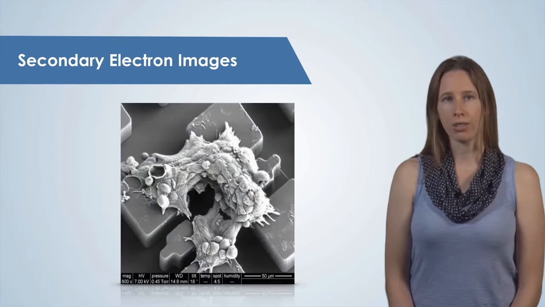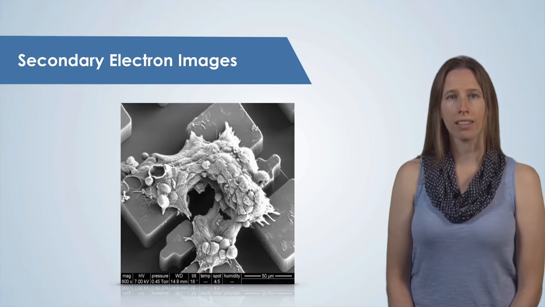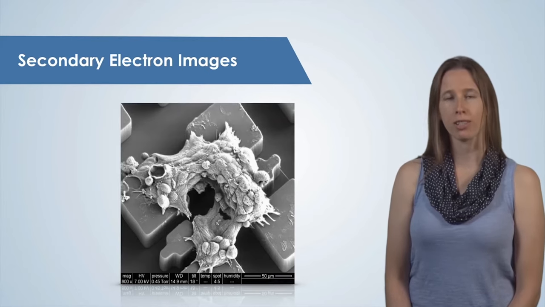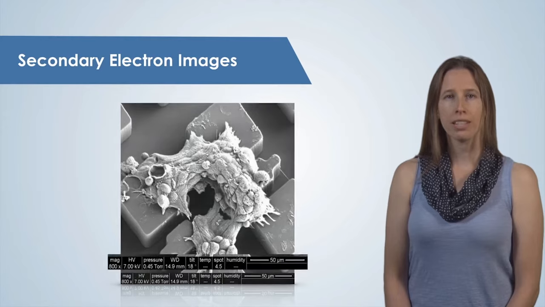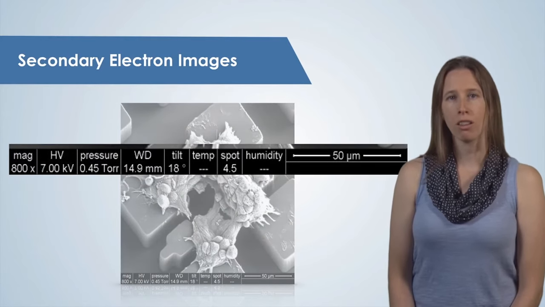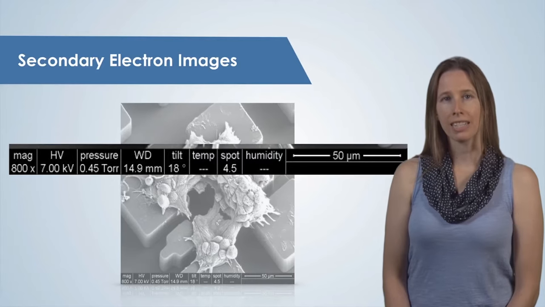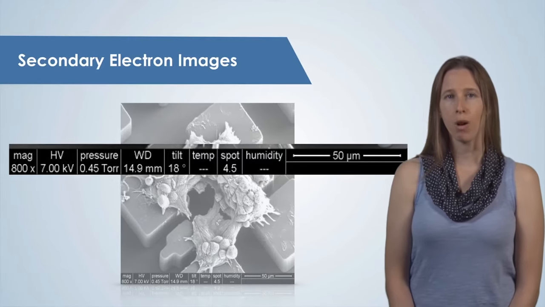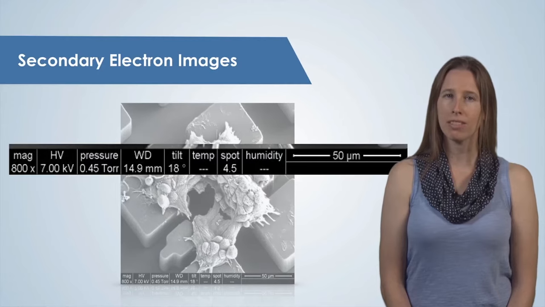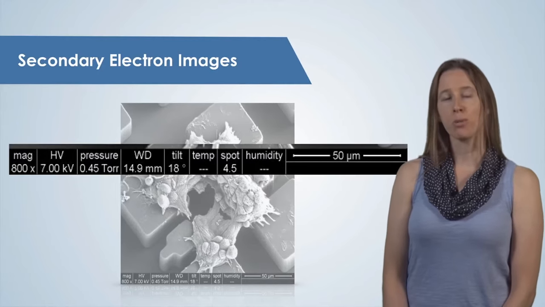This is another secondary electron image showing cells that were cultured on top of manufactured pillars. Notice that the scale bar for this image is much larger than the previous image. Scanning electron microscopes can typically image features as small as 1 or 2 nanometers and as large as 1 or 2 millimeters.